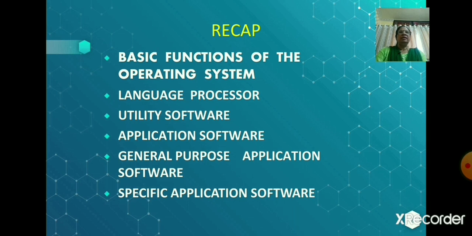Now, what are general purpose application softwares? General application software is used for a variety of tasks. It is not limited to one particular function. You can carry out many functions. And last, what is specific application software? You can do a specific type of work.